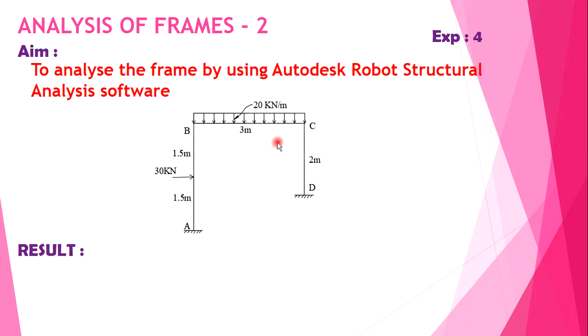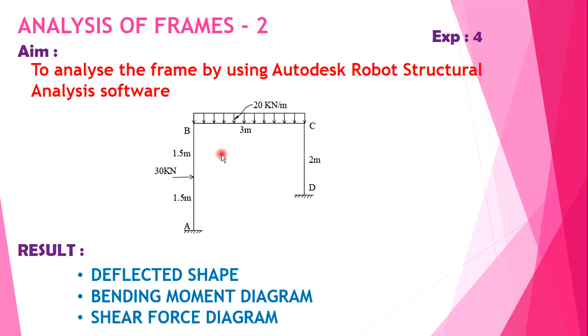So here we are going to discuss experiment number 4. It is analysis of frame 2, the second frame. Our aim is to analyze the frame by using Autodesk Robot Structural Analysis software. Here we are having the members A B, B C and C D. It is subjected to uniformly distributed load and a point load of intensity 30 kilonewton. We need to model this entire frame and analyze it. The final results we are getting are the same thing: the deflected shape of the beam, bending moment diagram and shear force diagram. Now I will move on to the software.